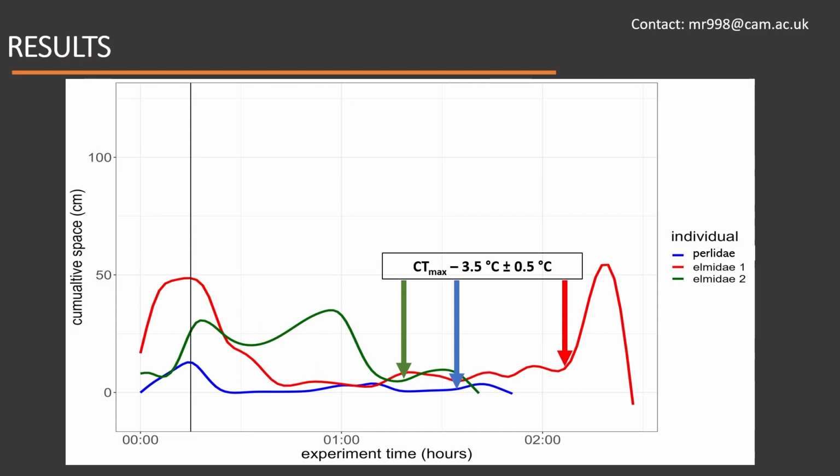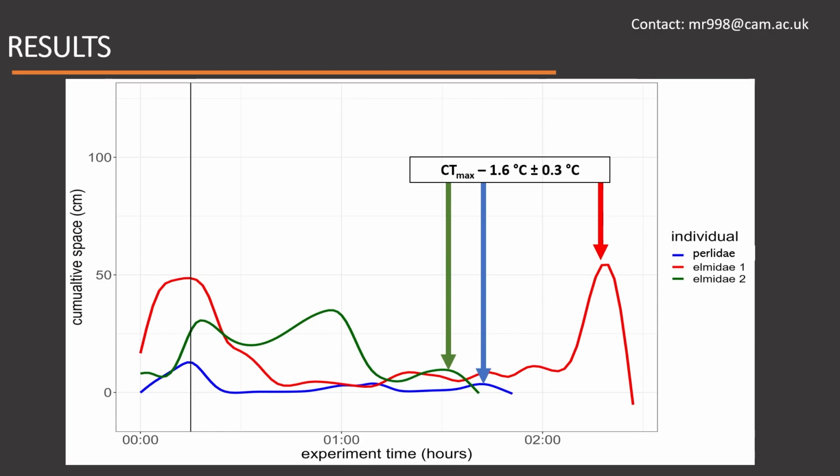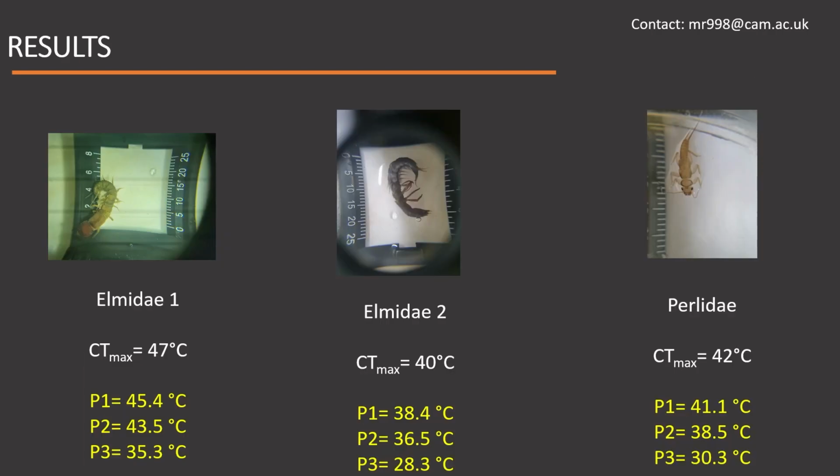Even more interesting, the third point was 3.5 degrees Celsius before the CTmax, the critical thermal maximum value, and the last point was 1.6 degrees Celsius. And getting closer to the CTmax, those values were even more consistent across taxa. So for each of those, we identified some potential point where we saw a significant variation in the movement pattern.